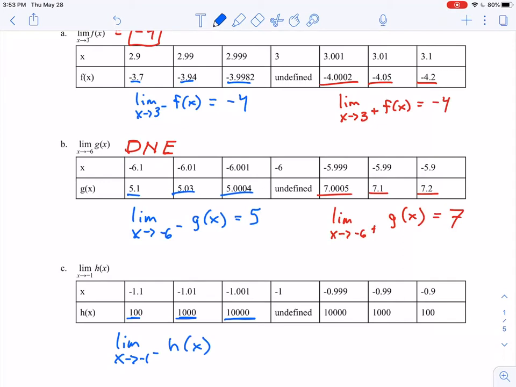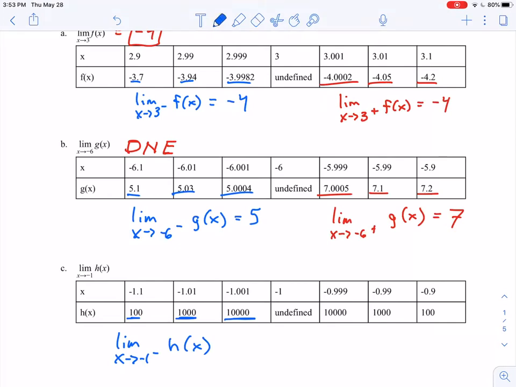So if you said, hey, this limit does not exist, I would say, yes, you are technically right. This limit does not exist, but I feel like we can give more information here, right? I want to be able to capture the behavior on this left-hand side of -1. So I want to be able to give a little bit more detail.